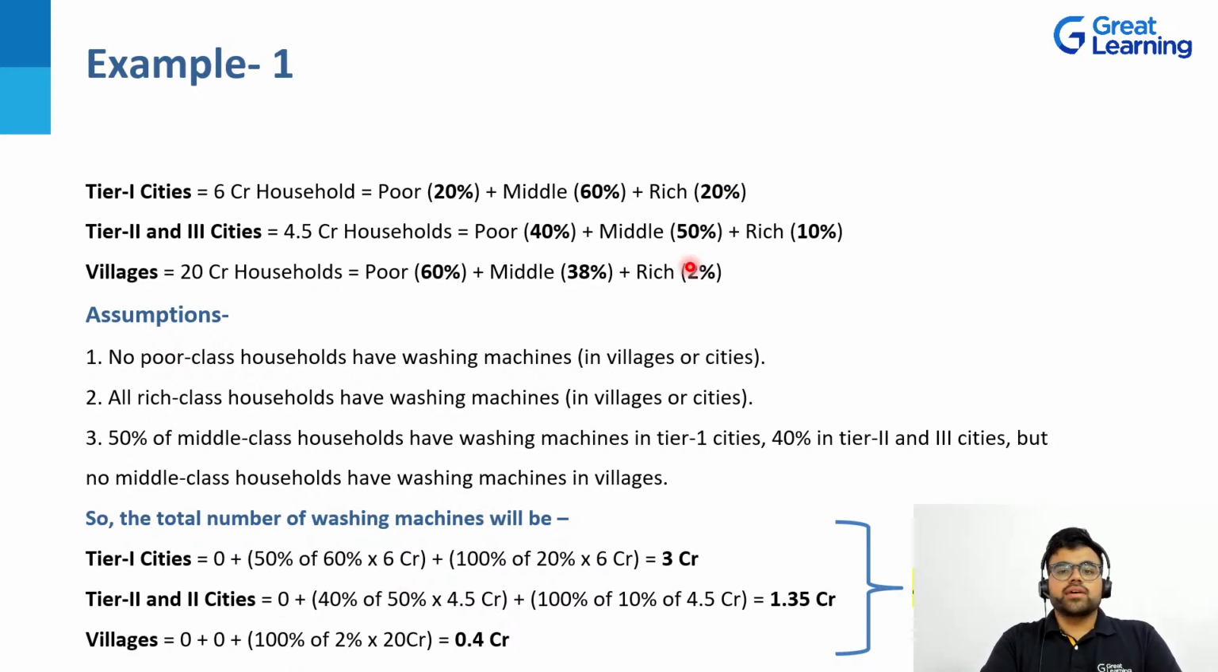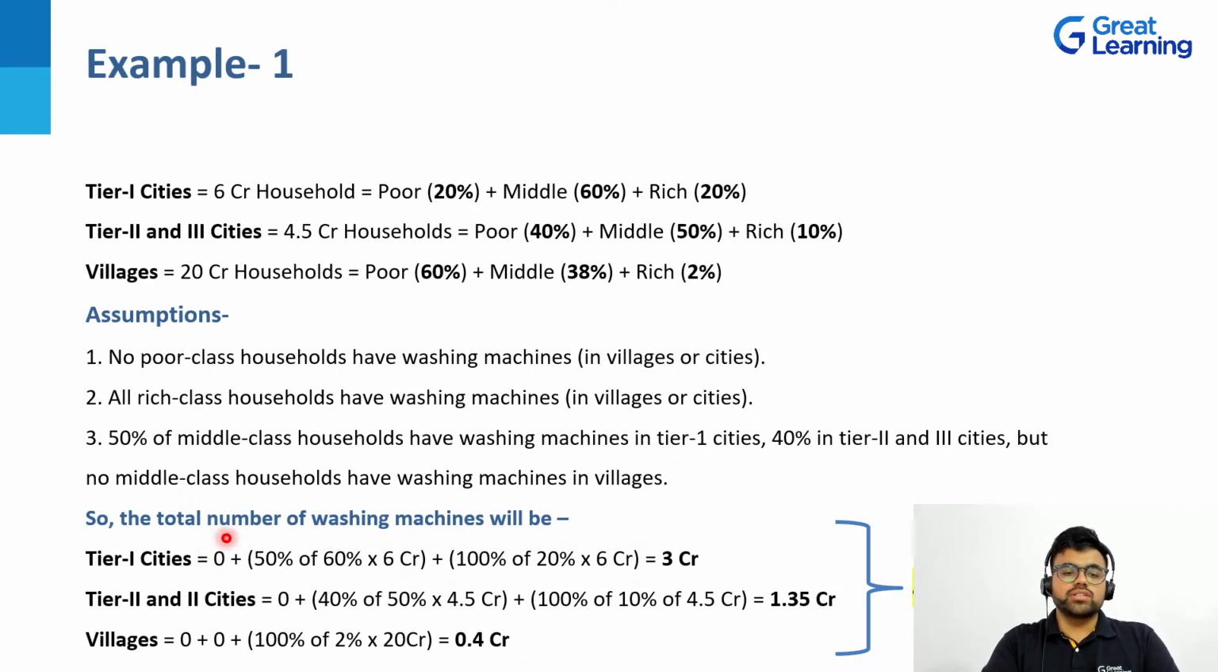Plus rich. We assumed all the rich in tier 1 cities to have washing machines, so 100% of the population would have washing machines. Of 6 crores households, only 20% are rich. So 20 by 100 into 6 would give you how many rich people in absolute numbers there are in tier 1 cities. Out of that, everyone owns washing machines. If you sum up all three things here, 0 plus this number plus the third number, you would arrive at 3 crores.